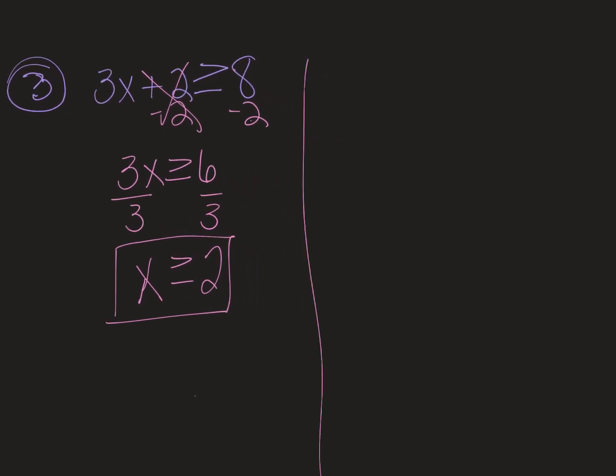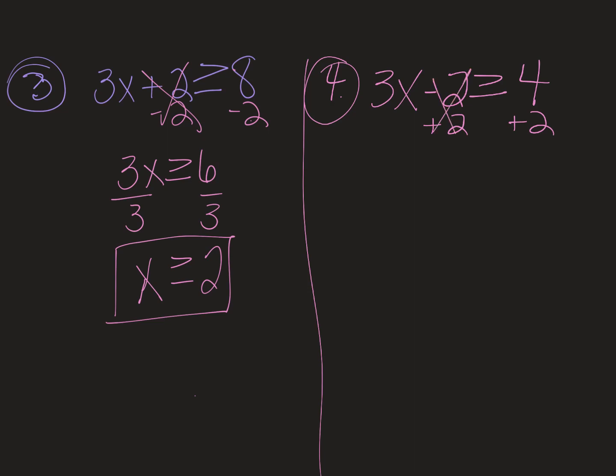Number 4, again, is very similar. 3x minus 2 is greater than or equal to 4. So again, I'm going to add 2, add 2. Everybody see how I do that? Then I have 3x is greater than or equal to 4 plus 2, which is 6. Divided by 3, divided by 3. x is greater than or equal to 2. Okay? Let's move on.